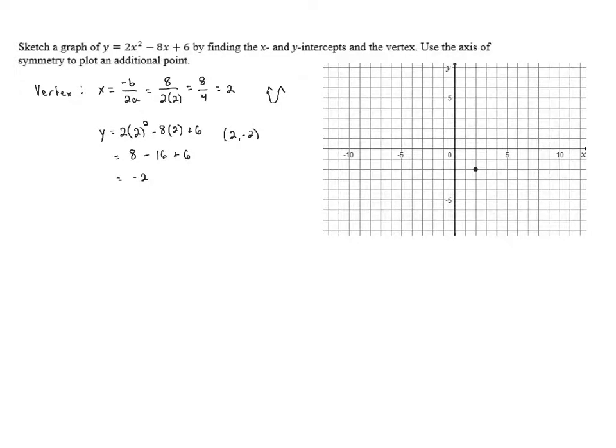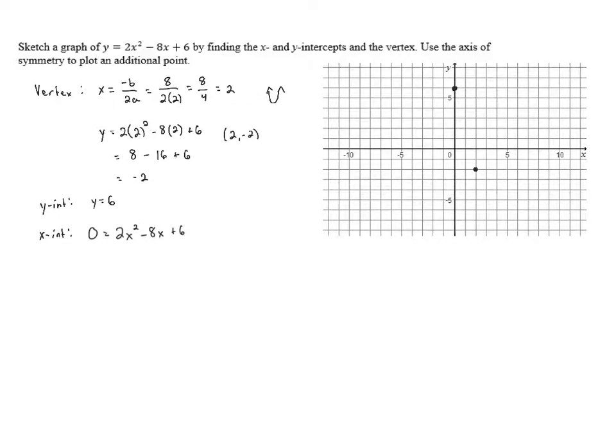We're going to start with the y-intercept. That's the easiest because that's just the constant term, in this case 6. So our y-intercept is y equals 6, and we can plot that on the plane right now. Good. Now we can find the x-intercepts. The x-intercepts come from letting y be equal to 0 and solving for x. So we've got 0 equals 2x squared minus 8x plus 6.